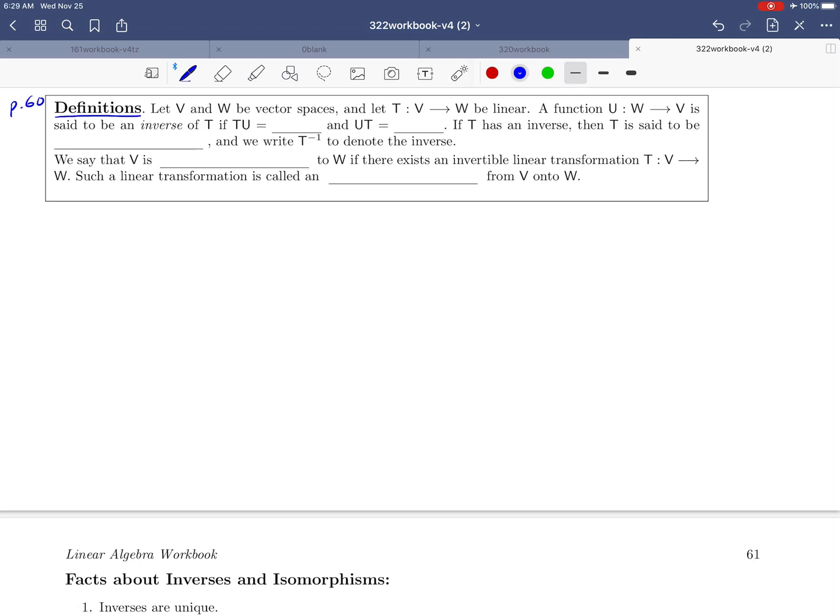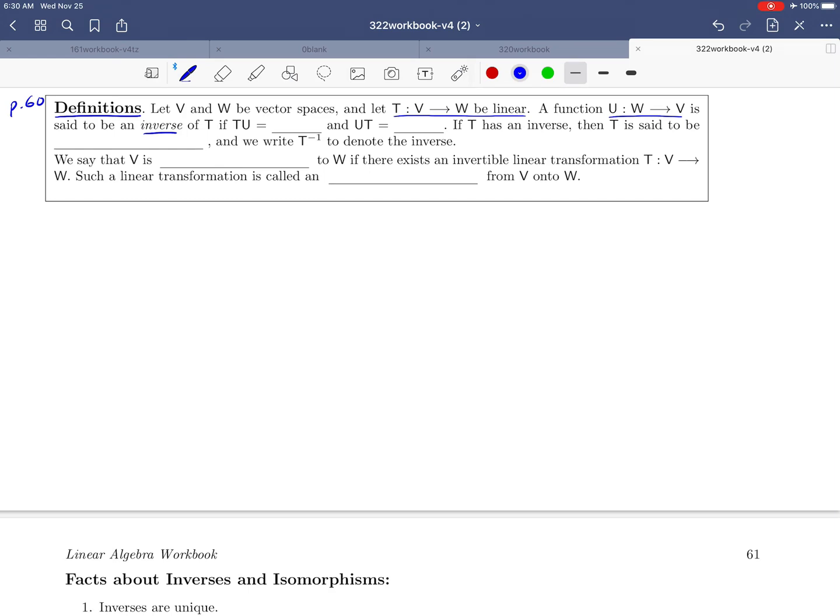Okay, so let's read this definition together. Let V and W be vector spaces. Let T going from V to W be a linear transformation. Then a function U that takes us from W back to the vector space V is said to be an inverse of T if TU equals something and UT equals something. And what we're going to try to do is to fill in those two blanks.